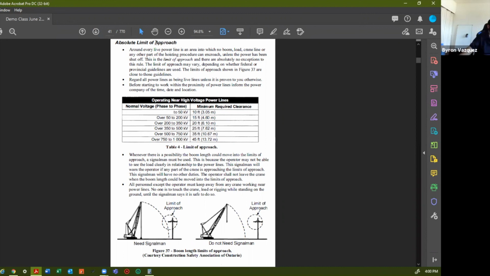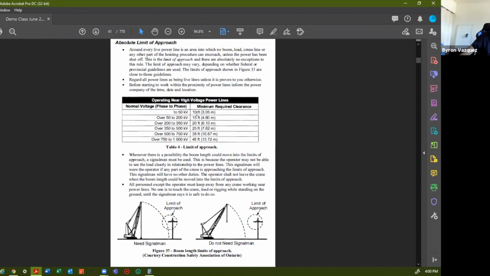But looking at the absolute limits of approach, there's a chart here that you will be asked about. There is no question this is included in your Red Seal exam, just like everything else that we covered, but emphasis on this. We're looking at the limitations of the cranes. So there's an absolute limit of approach, so that you could only get so close to power lines before you're in trouble, basically.